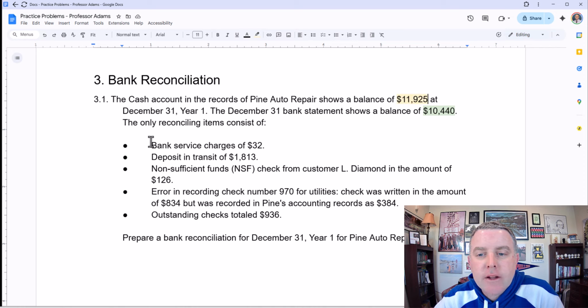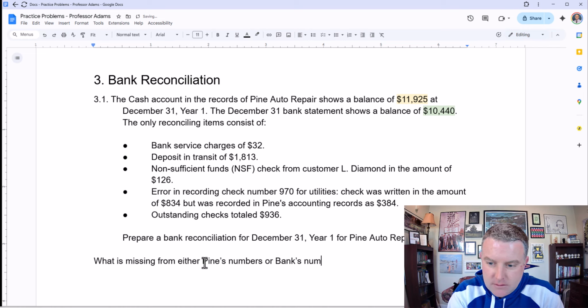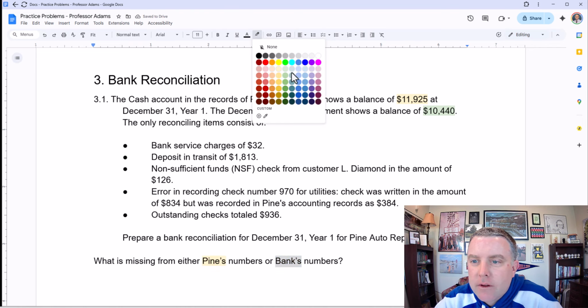Now, that is something that needs to be adjusted for Pine's own records. So I'm just going to highlight these. The way to think about this is you want to say what is missing from either Pine's numbers or the bank's numbers. All right, then I'm just going to highlight these. So let's think about this. Pine, I'm going to say, is the yellow, and the bank is the green. So let's just mark these.